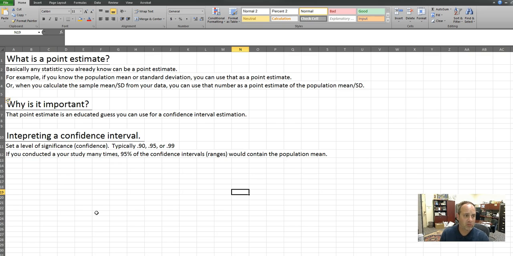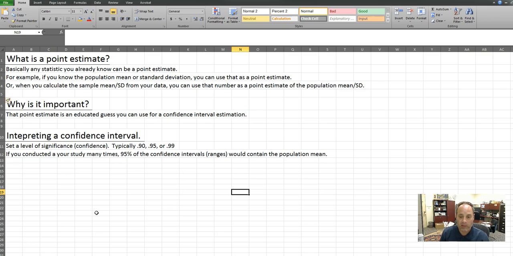So this is all on the screen here. For example, if you know the population mean or standard deviation, you can use that as a point estimate. Or when you calculate a sample mean or standard deviation from your data, you can use that as a point estimate of the larger population mean or standard deviation. And again, why is it important? Because a confidence interval is basically an educated, really educated guess of where your sample mean is relative to the larger whole of the population, because that's what we're concerned about.